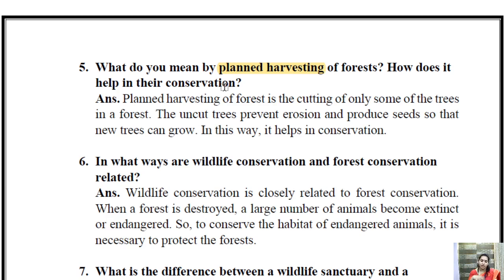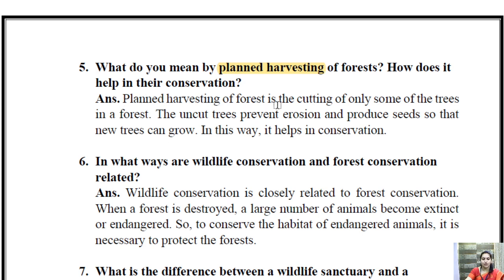Alright, so हमने कुछ tree को काट दिया, कुछ वैसे के वैसे हैं, तो the trees which are present there will hold the soil, and hence soil erosion will not take place. Okay, so these are the things that we should do, that is planned harvesting. So let's see what is written.